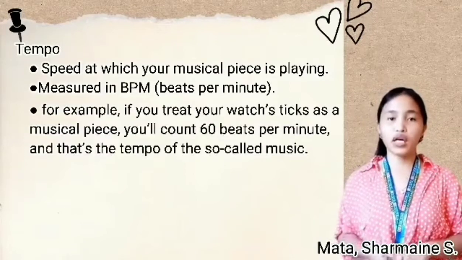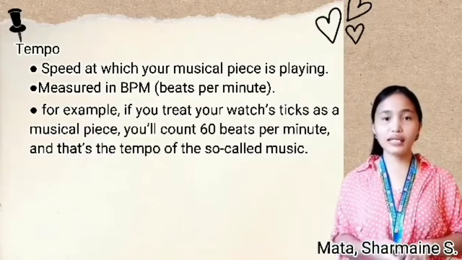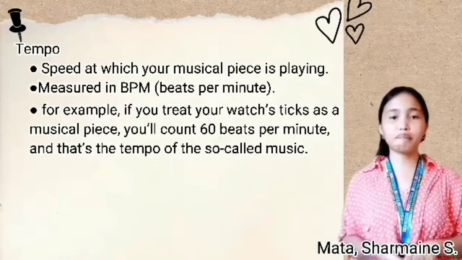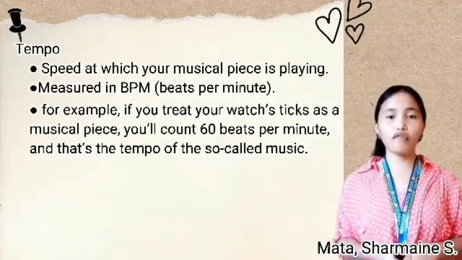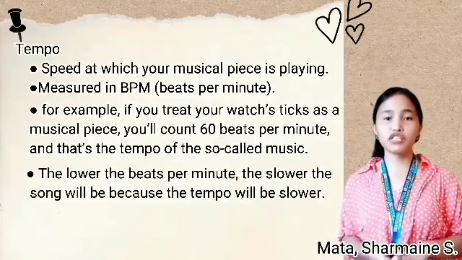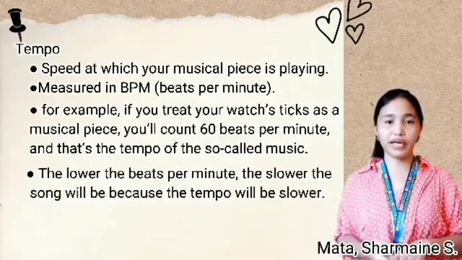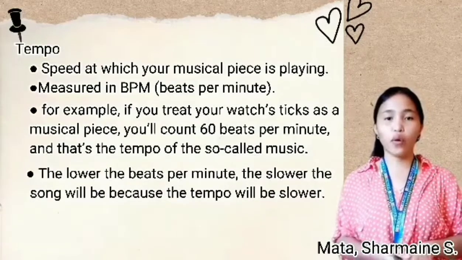So for example, if you treat your watch ticks as a musical piece, you can count 60 beats per minute, and that's the tempo of the so-called music. The lower the beats per minute, the slower the song will be, because the tempo will be slower.